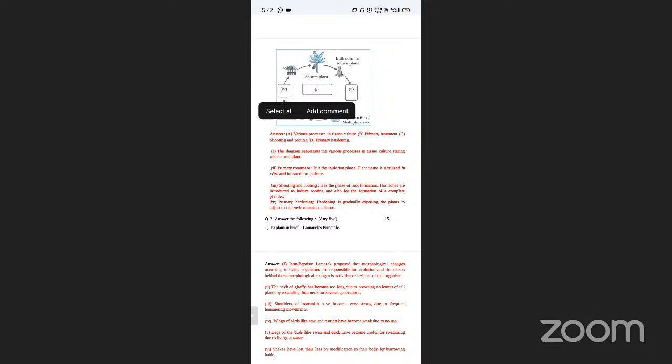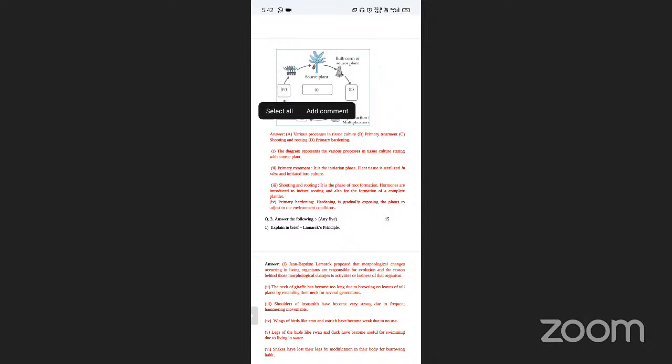Second, primary treatment. In this, it is the initiation phase. Plant tissue is sterilized in vitro and initiated into culture. Here you can see that the plant tissue is being sterilized in vitro, and then it is being initiated into culture.